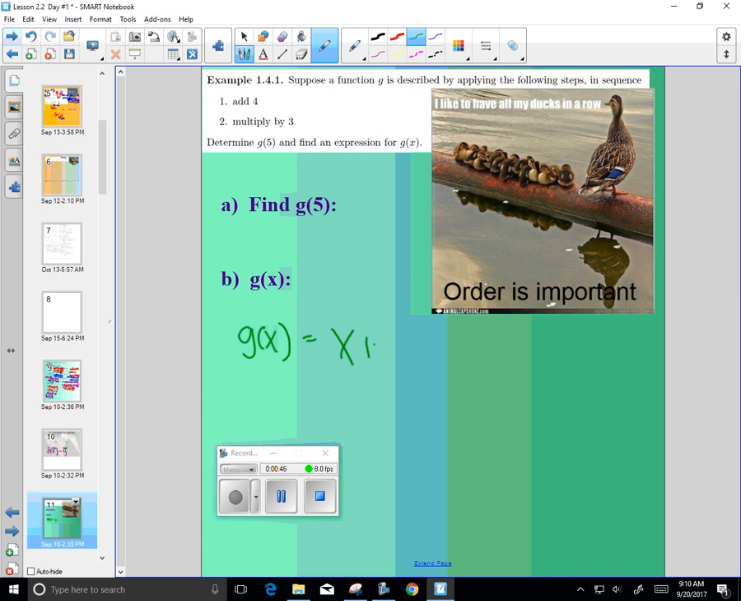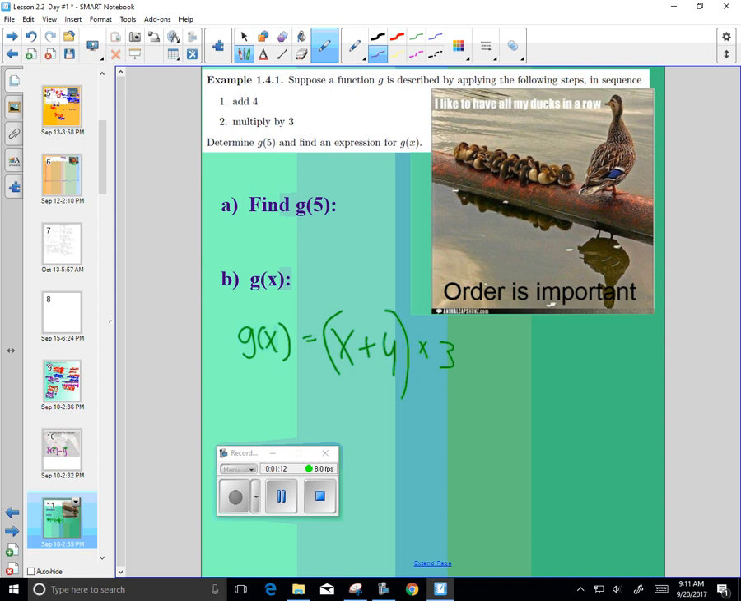Add 4. Then, once we've done that, what are they asking us to do? Multiply by 3. So do you just go times 3? No, why not? Because these guys are happening first, and then this is happening second. So this is going to make things a little different than just x plus 12. It's going to be 3 times (x plus 4).